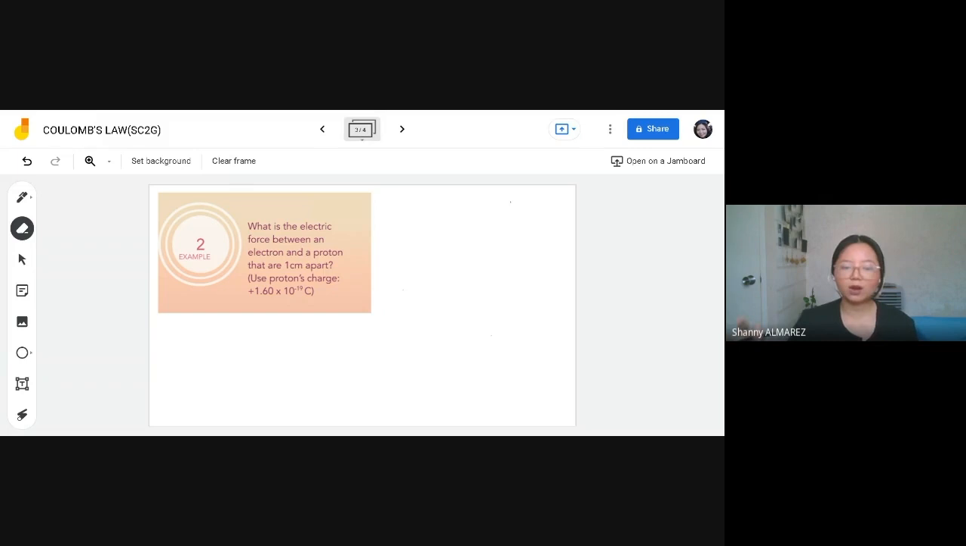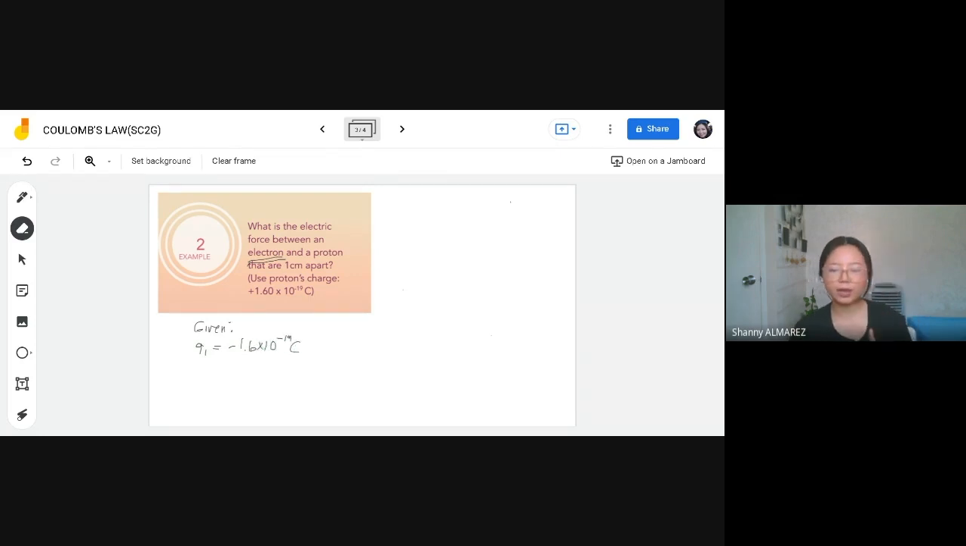So, this time, electrons and protons naman daw. Ilan ba yung force na nag-exist sa kanila? So, let's compute na lang for the individual charges, kagaya ng kanina. Okay, let's start. Again, first step is to write the given. So, let's start with the charge of the first one, which is the electron. So, we know that this is negative 1.6 times 10 raised to negative 19 coulomb.